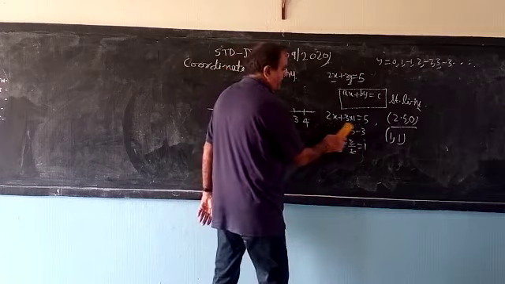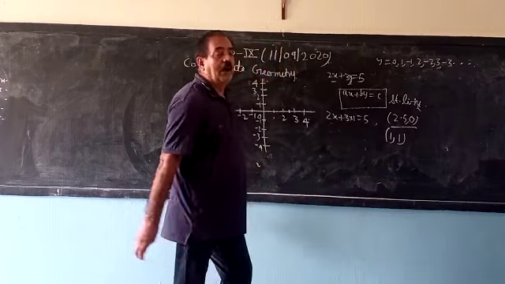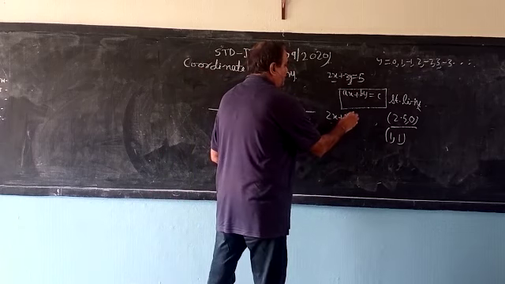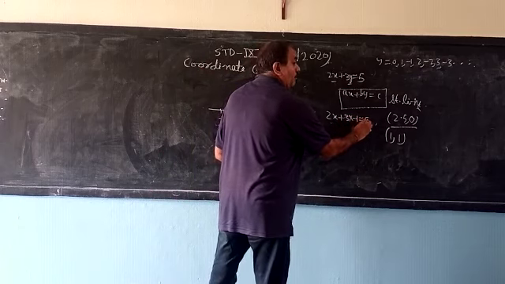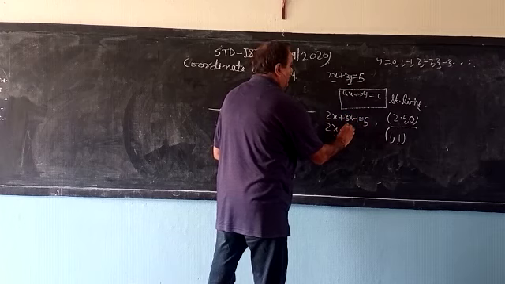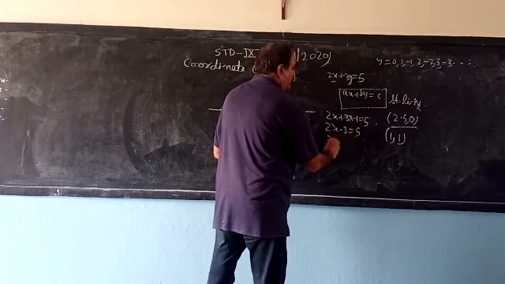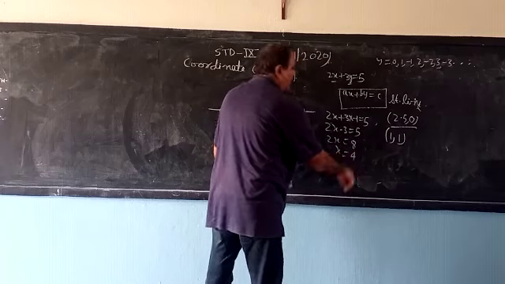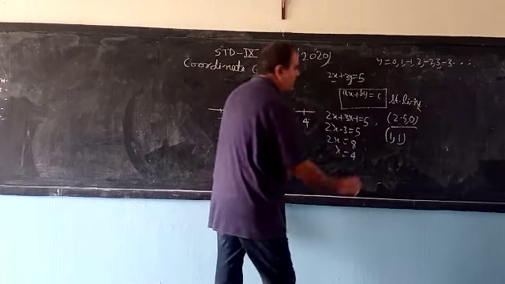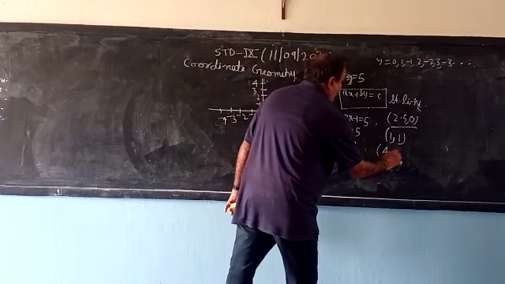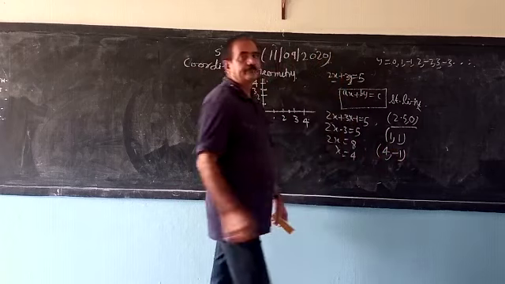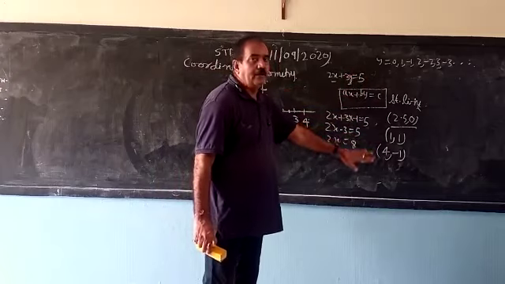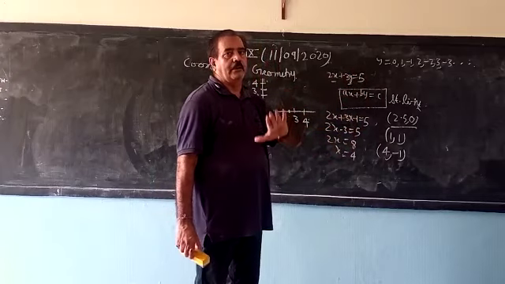Now for the third coordinate, put minus 1. 2x plus 3 into minus 1 is equal to 5. 2x minus 3 is equal to 5. 2x is equal to 8. x is equal to 4. So the x value is coming 4 when y is minus 1. Clear? So this way we will find at least 3 coordinates.